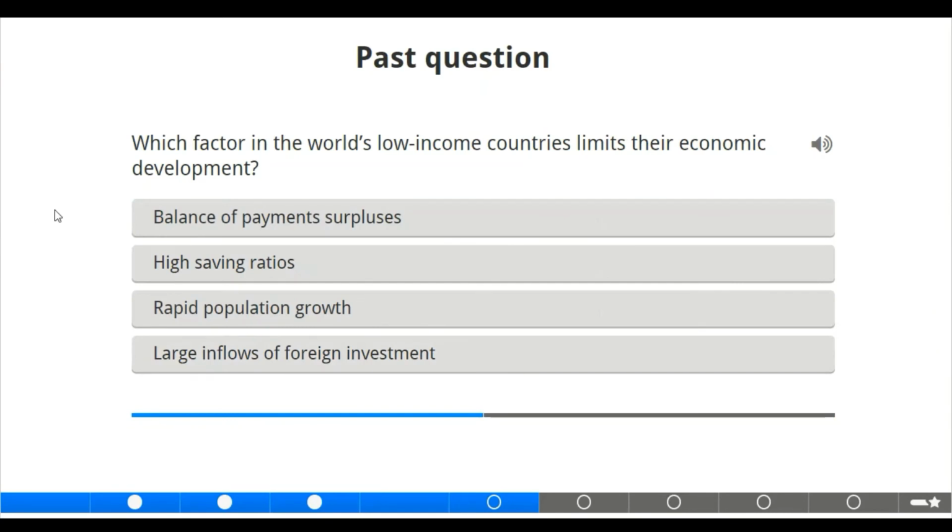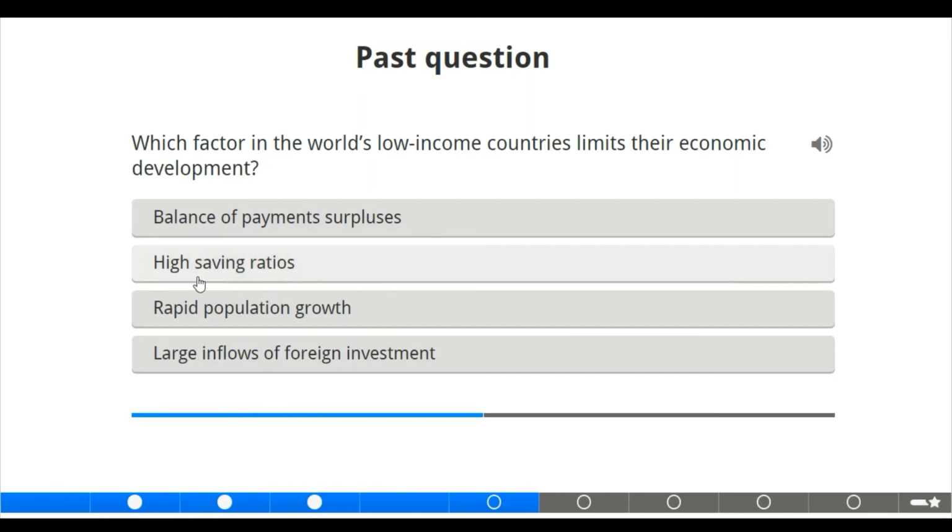Moving to the next slide, we also have one past question here. Which factor in the world's low-income countries limits their economic development? Here we have the balance of payments surpluses. Is that the answer? High saving ratios, rapid population growth, or large inflows of foreign investment.